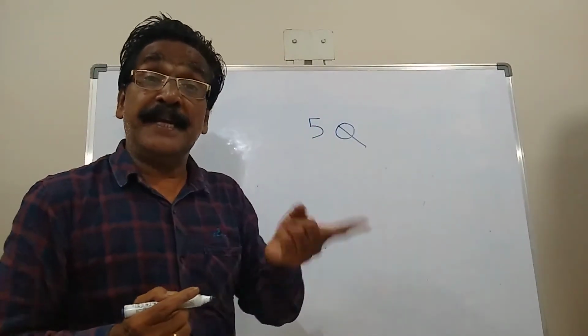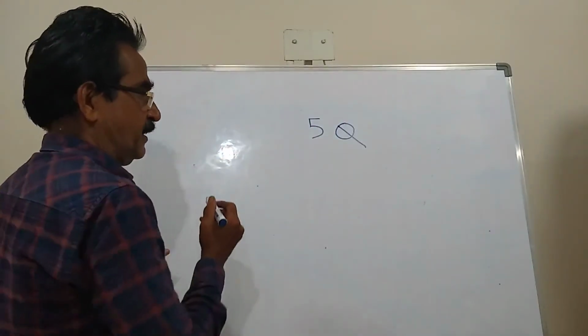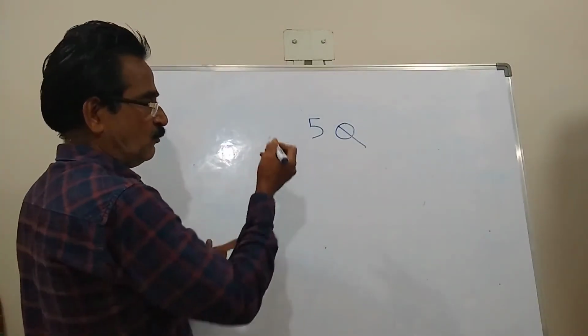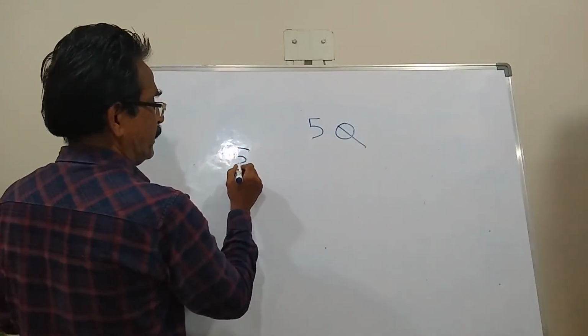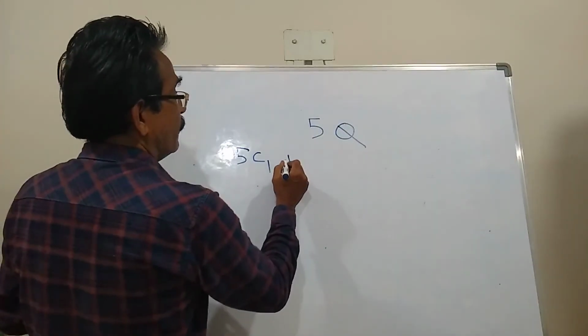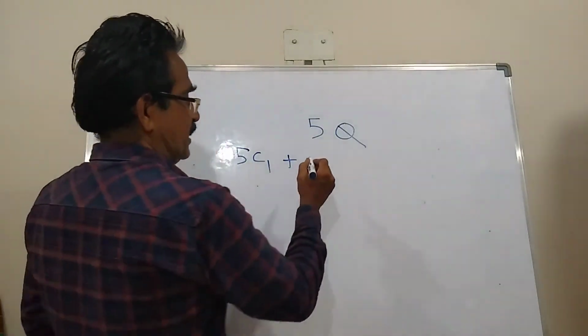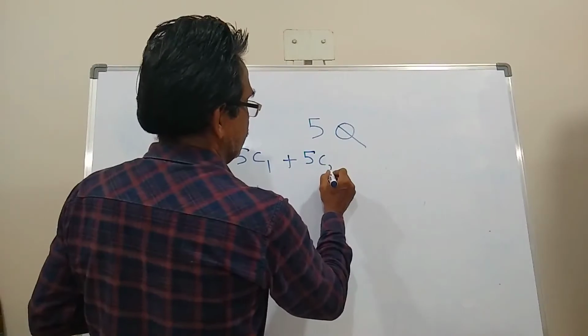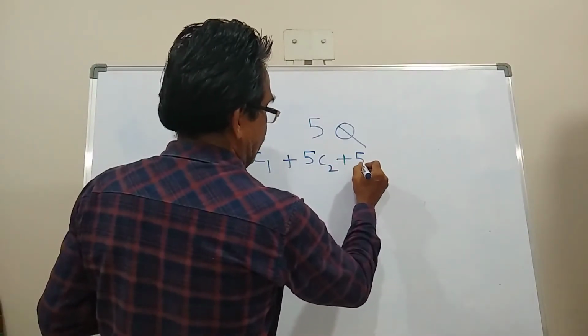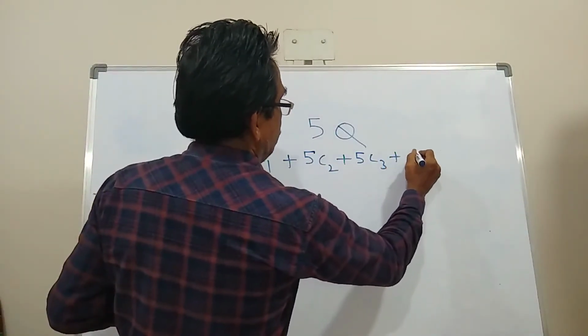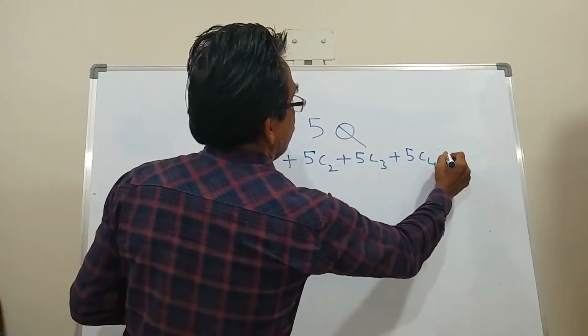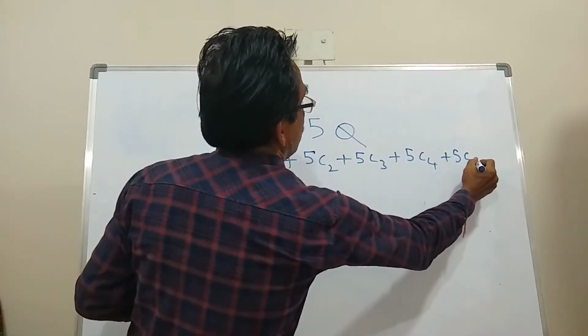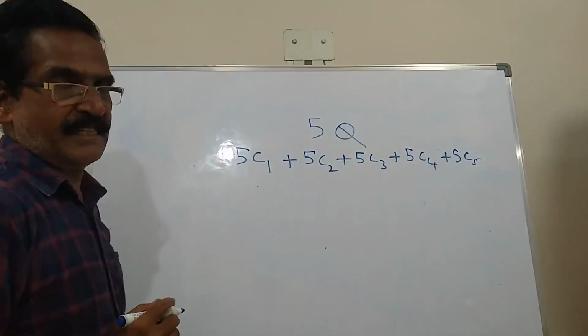See, he may attempt only one question, that is selecting one question from 5 questions. He can attempt any one question. He can attempt 2 questions. He can attempt 3 questions. He can attempt 4 questions. He can attempt 5 questions.